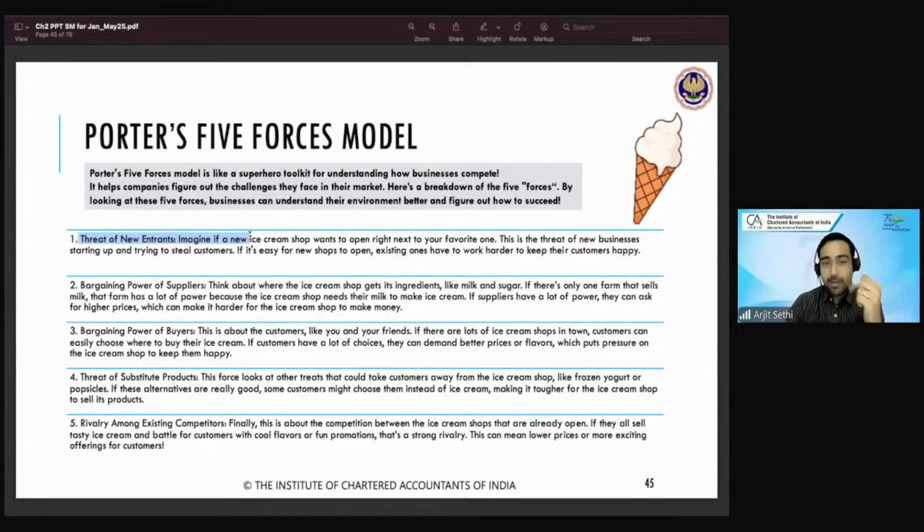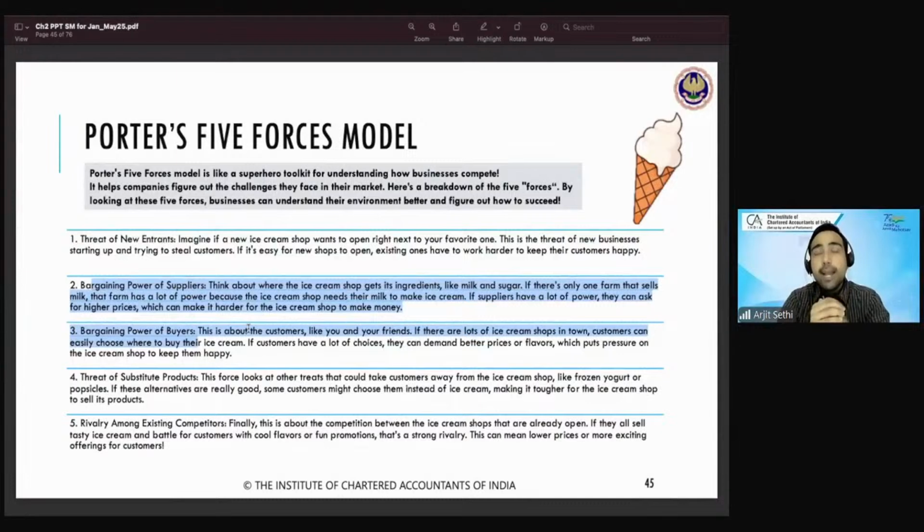Number two, bargaining power of the supplier. In an industry, classic example, classic example. I'll solve this for bargaining power of the buyer and seller together. Okay, bargaining power of the buyer and seller together.